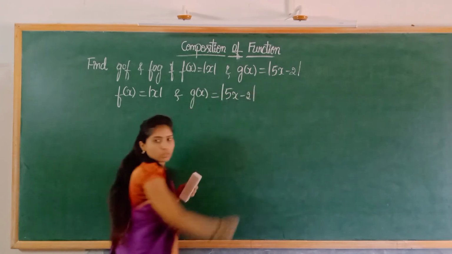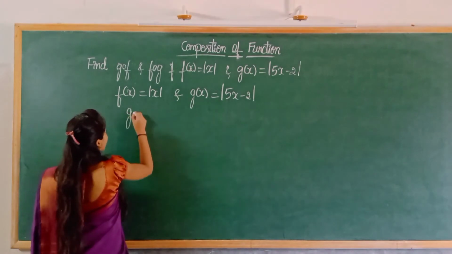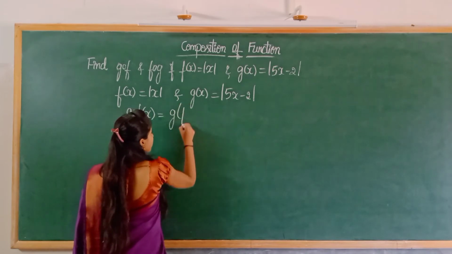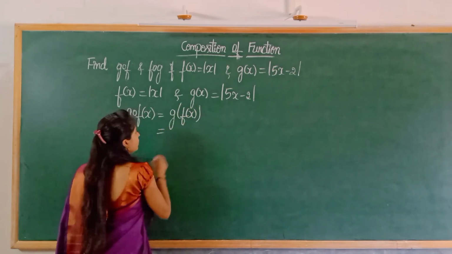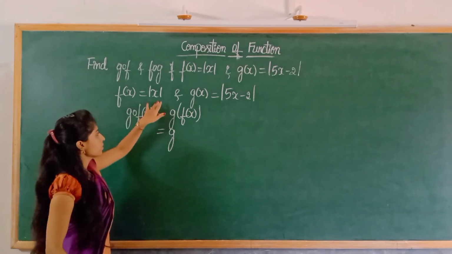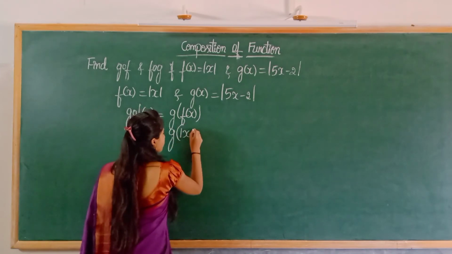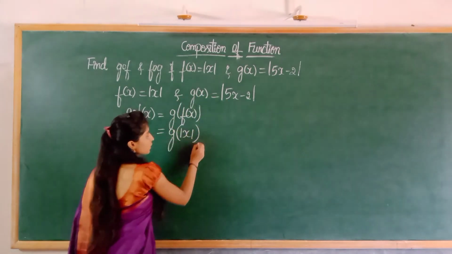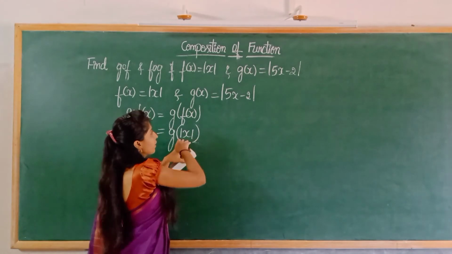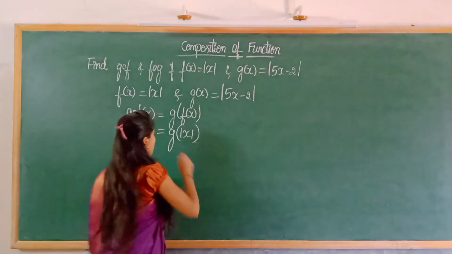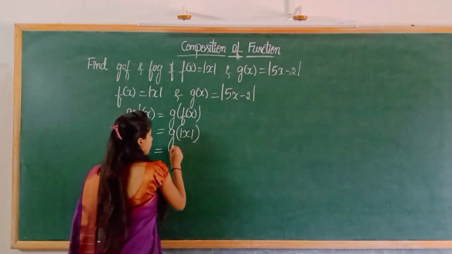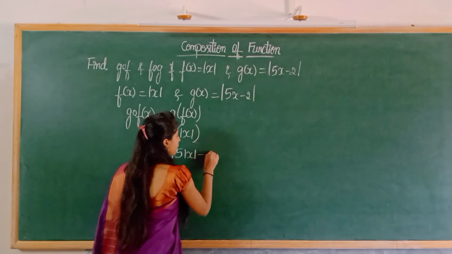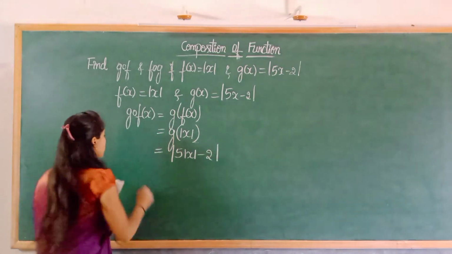First, g composition f of x is equal to g of f of x. Then g of, in place of f of x, we have to write mod x. It is in the form of g of x, right? So this is x, and in place of x we have to put mod x. So the value is mod 5 mod x minus 2. This is the value of g composition f of x.